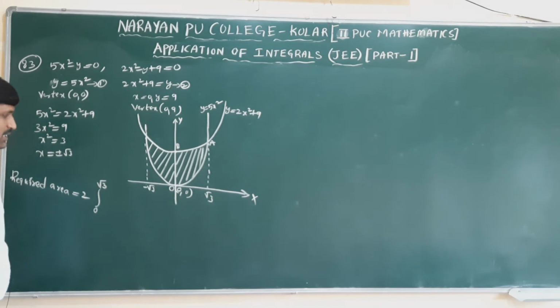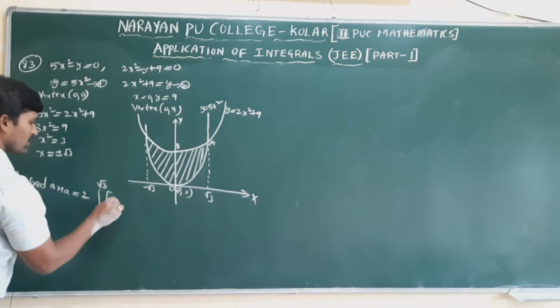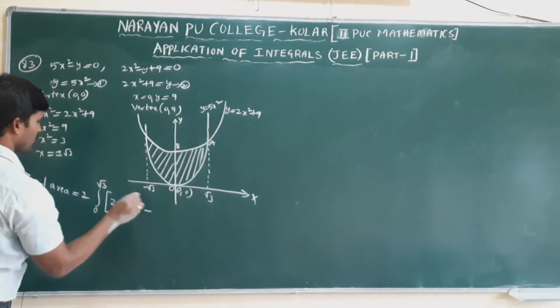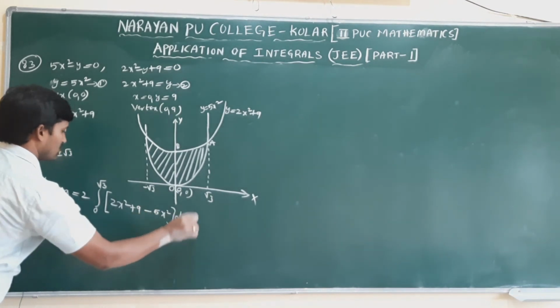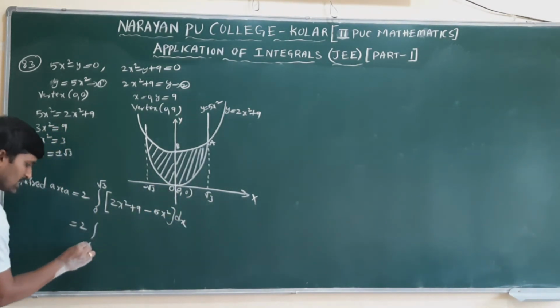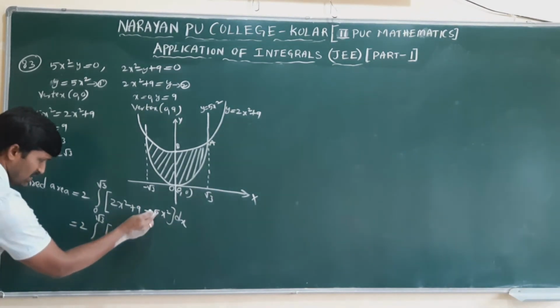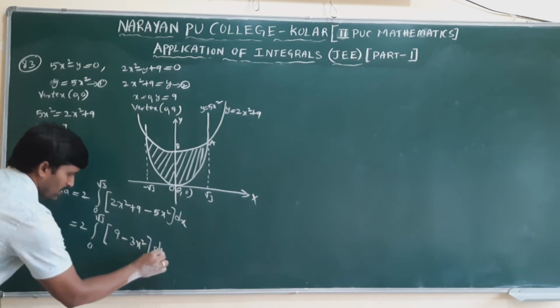Required area is equal to 2 into the integral from 0 to root 3. From 0 to root 3, the upper curve is the second one, clearly you can understand it by the diagram: 2x square plus 9, and the lower is 5x square. So 2 into integral 0 to root 3 of 2x square plus 9 minus 5x square, that is 9 minus 3x square, into dx.